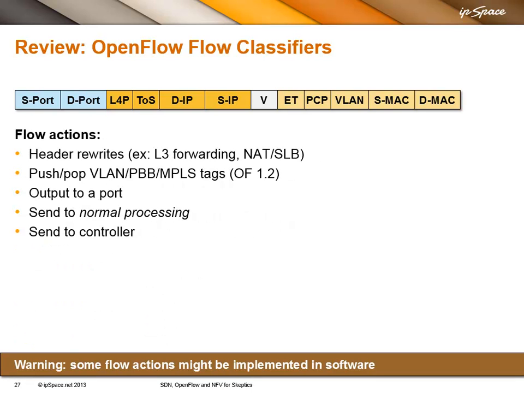Once you have found and matched the flow, you can do all sorts of actions on the flow. Usually, you would send the traffic to an output port. Or, before sending the traffic, you could push or pop VLAN tag or MPLS tag, or you can add provider backbone bridging header to it. In theory, you can do header rewrites. So you can rewrite the MAC header for proper layer 3 forwarding. You can rewrite layer 3 and layer 4 information to implement NAT or server load balancing. But don't expect these actions to be either implemented or implemented in hardware. The more complex the actions are, the more probable they are implemented in software, and therefore they are slow.